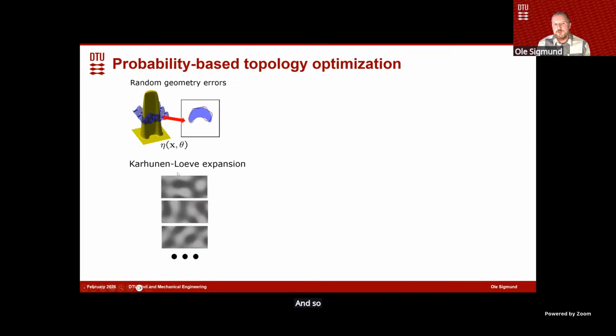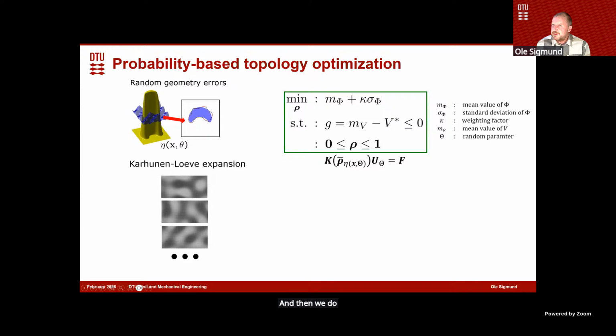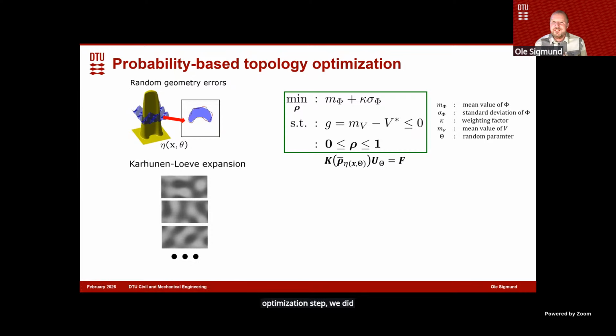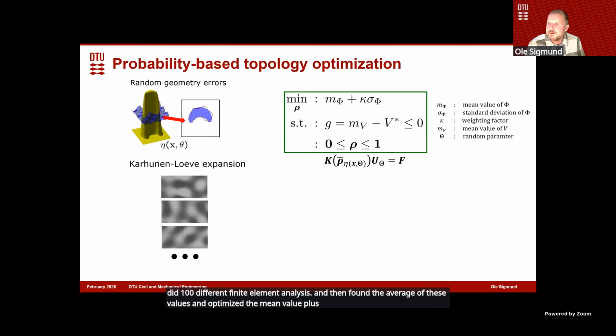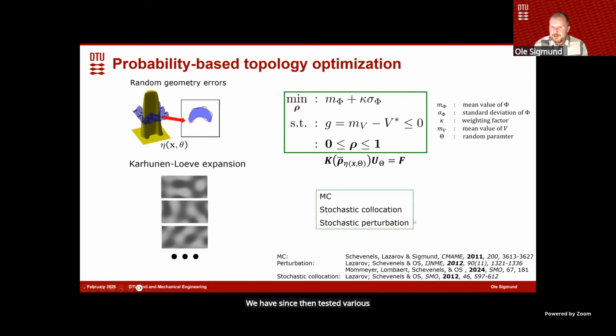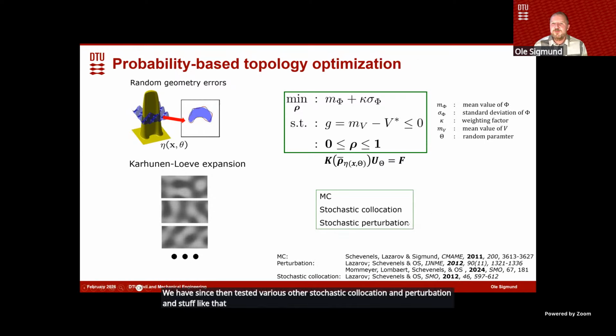And so we use a so-called Karhunen-Loève expansion where we decide the correlation length, and then we do an optimization. And so originally we did it as a Monte Carlo simulation. So for each optimization step, we did 100 different realizations of the structures, did 100 different finite element analyses, and then found the average of these values and optimized the mean value plus some factor times the standard deviation. We have since then tested various other stochastic collocation and perturbation and stuff like that. None of this is super successful, but for now I will just show you this Monte Carlo result.